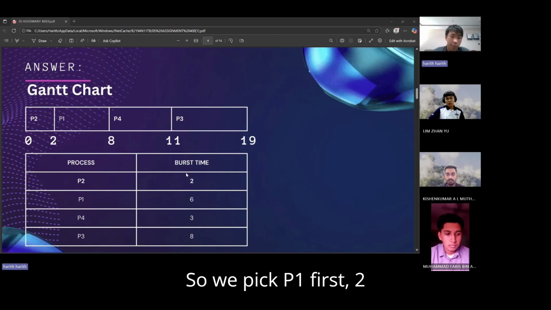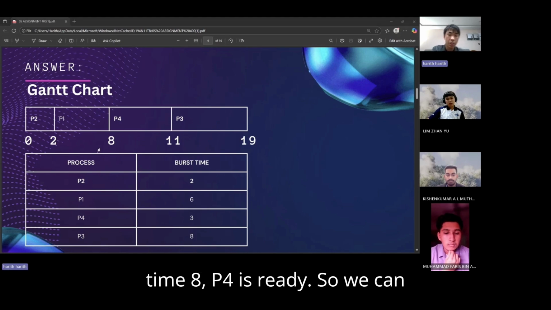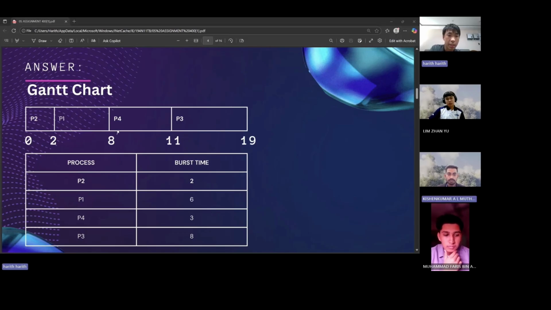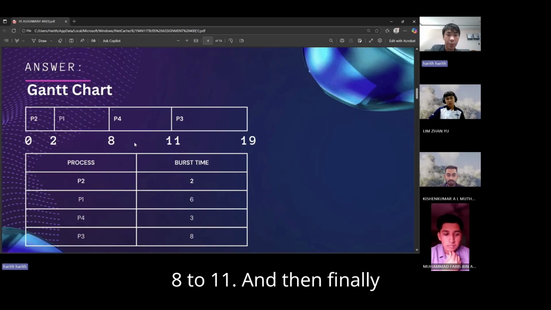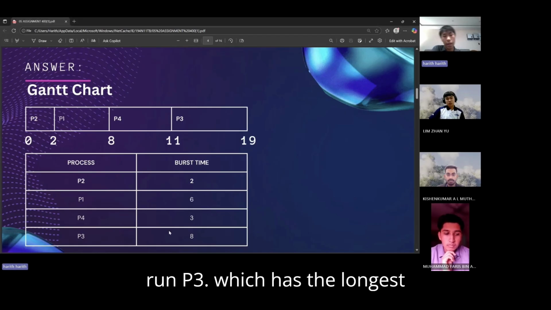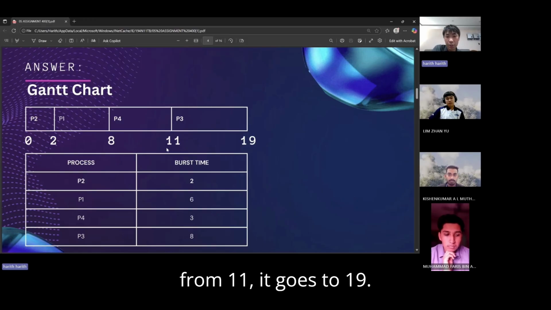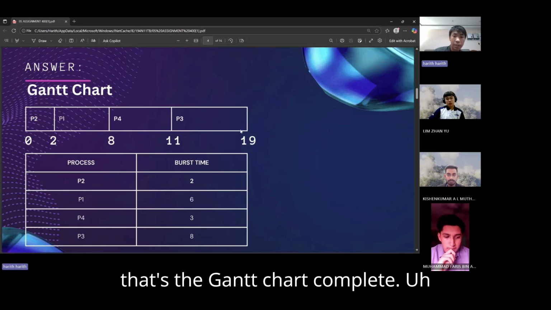So we pick P1 first, 2 until 8, and then at time 8, P4 is ready. So we can then proceed to put in P4, which has a burst time of 3. So now it's from 8 to 11. And then finally run P3, which has the longest burst time, so it moves last. And now from 11, it goes to 19. And that's the Gantt chart complete.